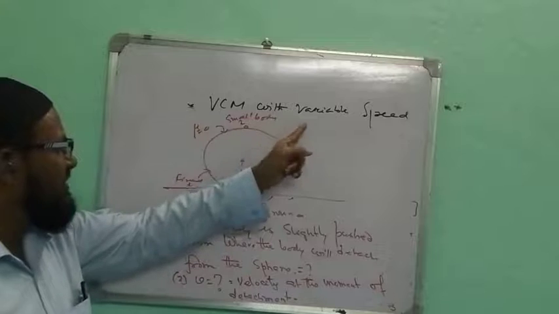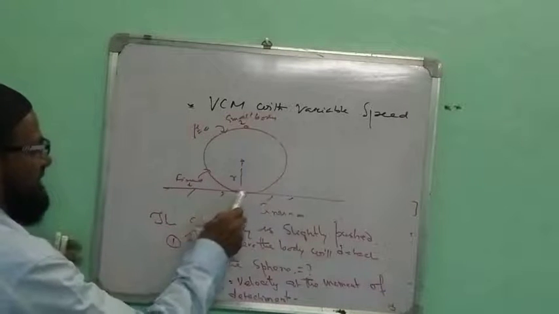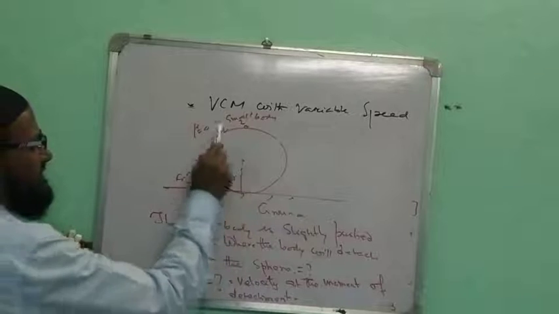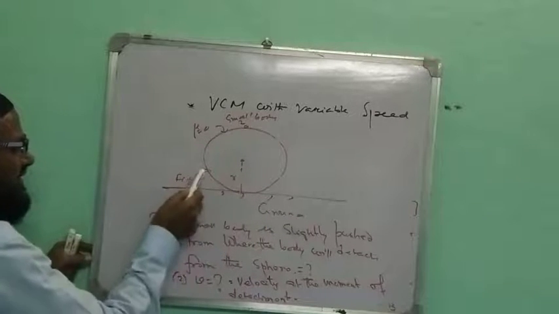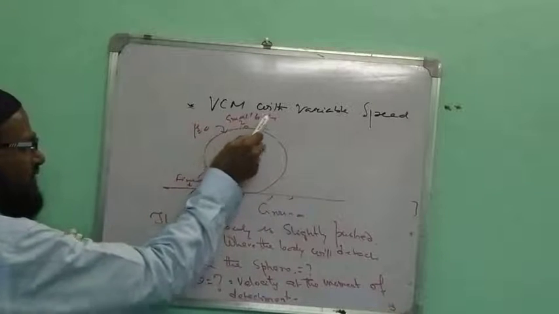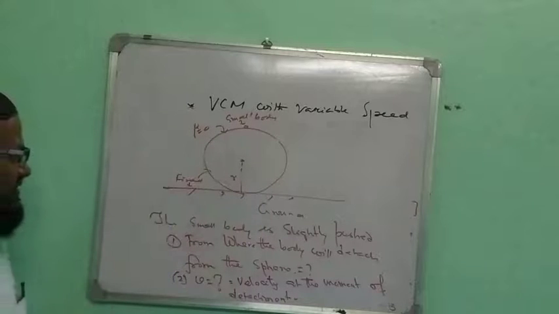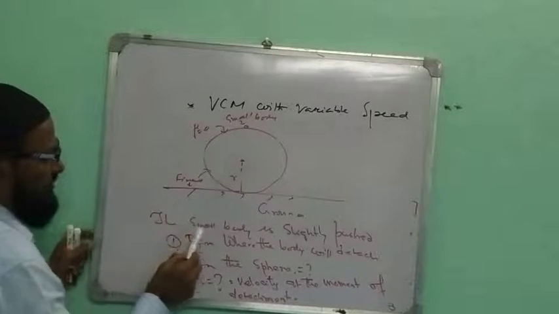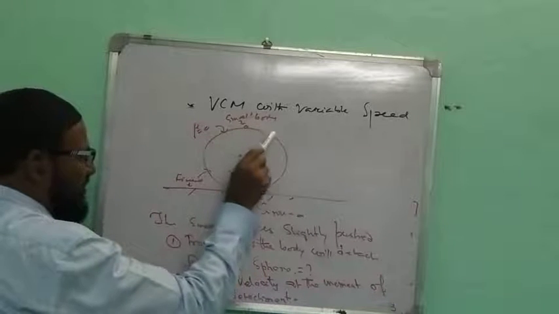Vertical circular motion with variable speed. This was the question. This is the ground and this is the sphere. The radius of the sphere is r and it is fixed to the ground. At the top there is a small body, and the surface is smooth, therefore the coefficient of friction is 0. The small body is slightly pushed, and the body will move down.